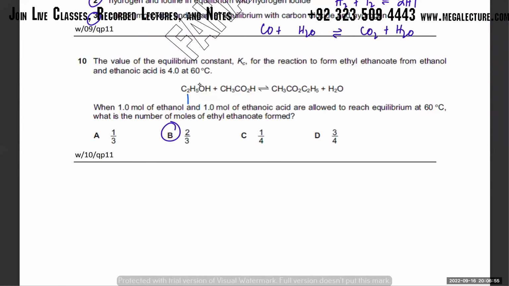So 1 mole of this. Those are your initial moles. 1 mole of this and 1 mole of this are mixed together and allowed to reach equilibrium. So initially you did not add any of the ester, which is over here, and there's no water molecules right now. So those are your initial moles.